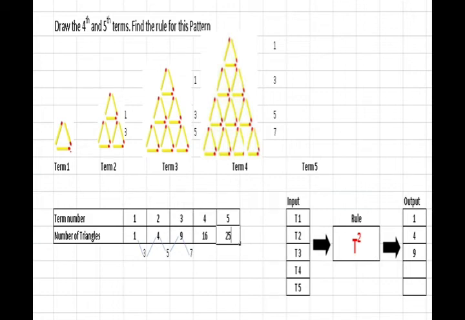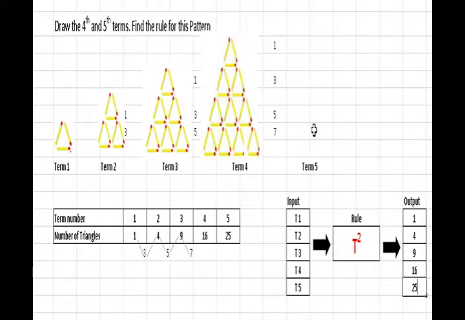So 1 times 1 is 1. 2 times 2 is 4. 3 times 3 is 9. As I told you, these output numbers were already given. The number of triangles were already given because we have counted them according to the diagram that has already been drawn. So term 4 is 4 squared, which means 4 times itself, and that means there's 16 triangles in term 4. And term 5 is 5 times itself, which is 5 times 5, or 5 squared, which is 25 as an answer. Okay, so we have figured out our rule.